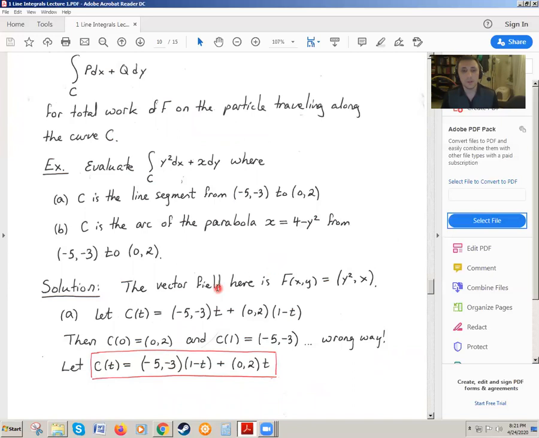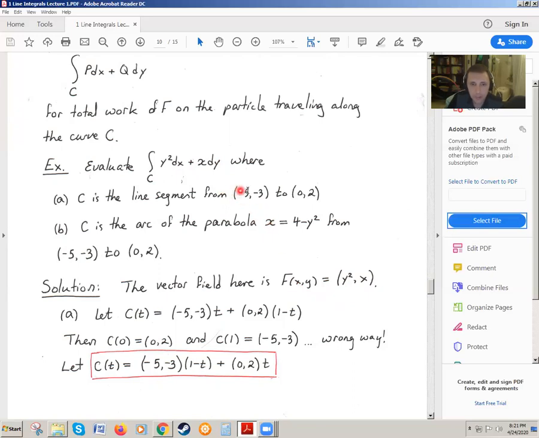First of all, what is our vector field? You can see that the vector field has components y squared and x, because you can see where we took the dot product. It's this expression times dx plus this expression times dy.